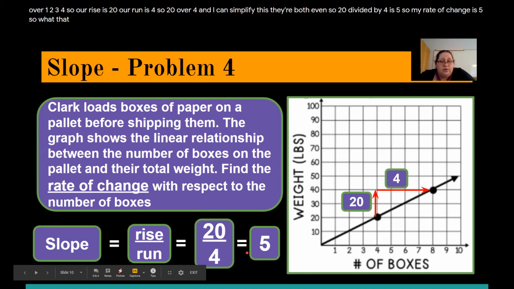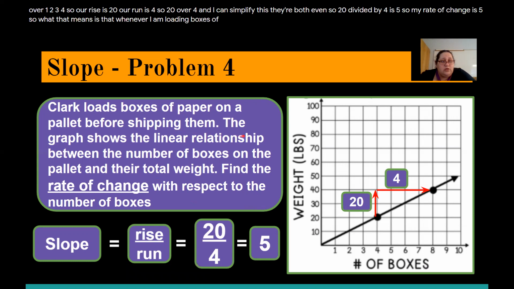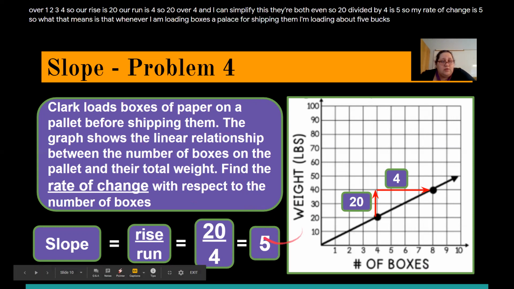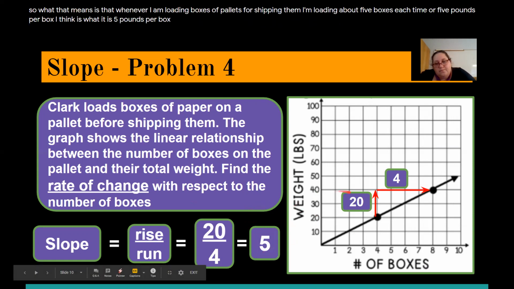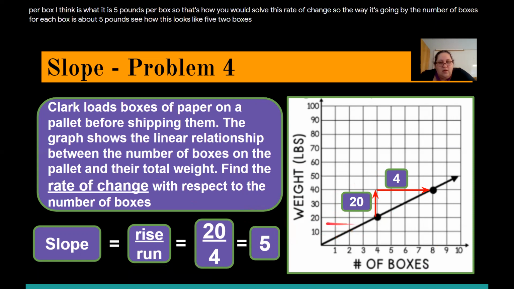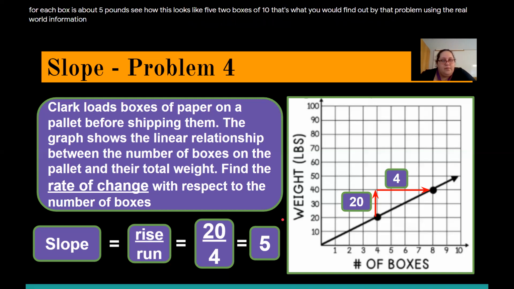So what that means is that whenever I am loading boxes onto pallets before shipping them, I'm loading about 5 boxes each time. Or 5 pounds per box, I think is what it is. 5 pounds per box. So that's how you would solve this rate of change. So the weight's going by the number of boxes. So each box is about 5 pounds. See how this looks like 5, 2 boxes is 10. That's what you would find out by that problem using the real world information.